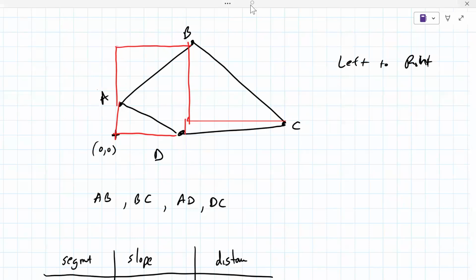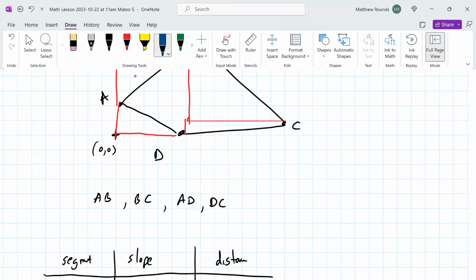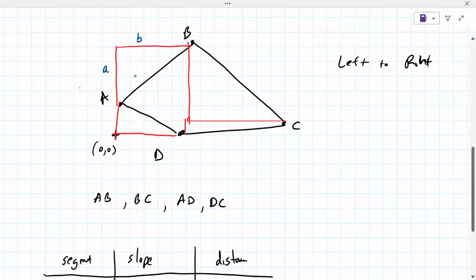There's the distance formula, but all of these are Pythagorean theorem problems. Did you guys talk about that at all in class? A squared plus B squared equals C squared. Did you guys talk about that at all? Because that's really the better way to do it.